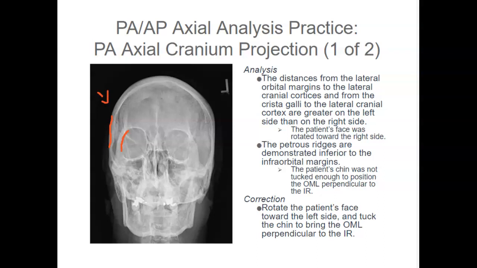Also, where are our petrous ridges? They should be within the lower third of the orbit. They are actually demonstrated down here, inferior to the infraorbital margins. So therefore, we have an OML misalignment. We need to rotate this patient's head towards the left so we can correct the rotation, and then tuck the chin until the OML is perpendicular with the IR.